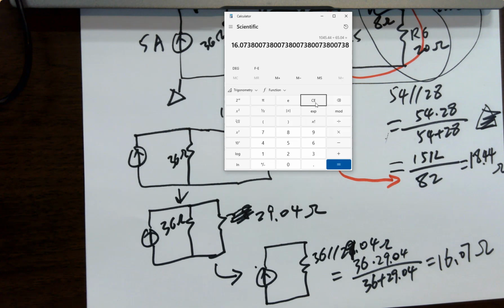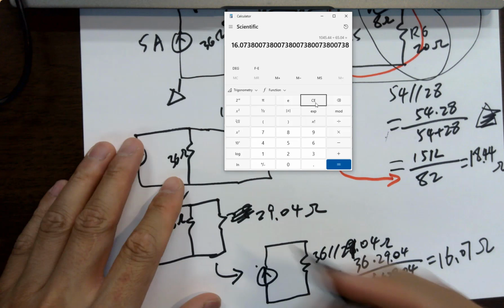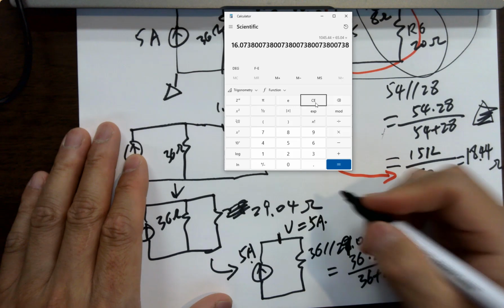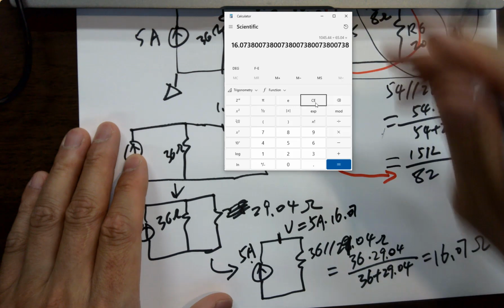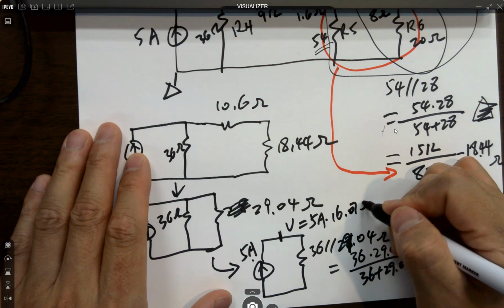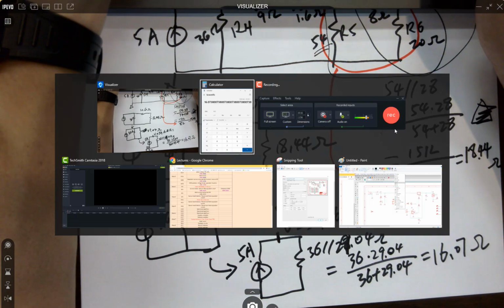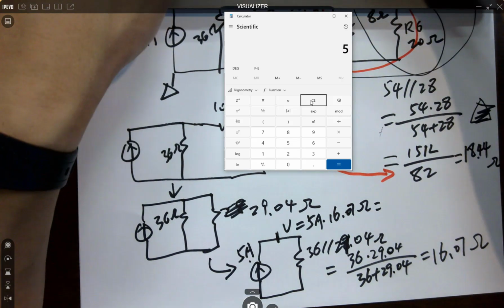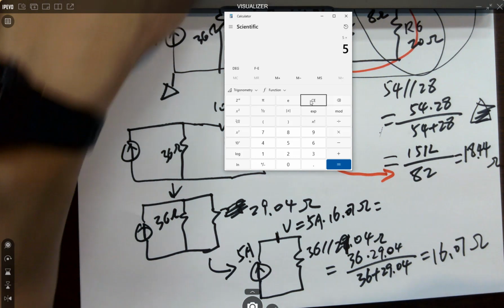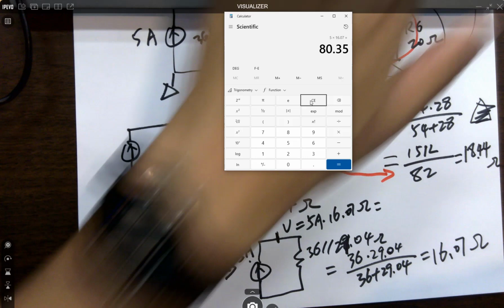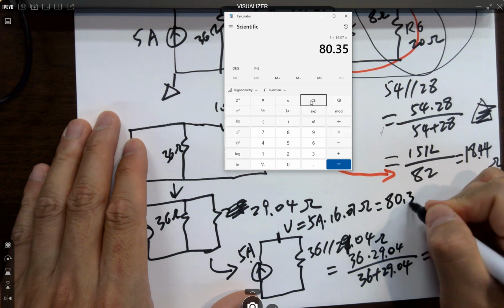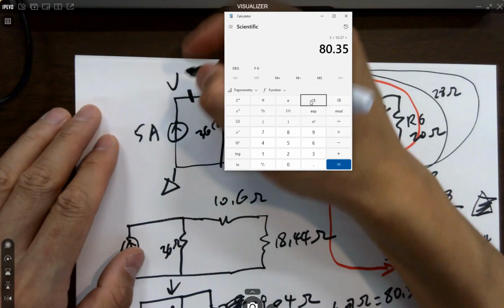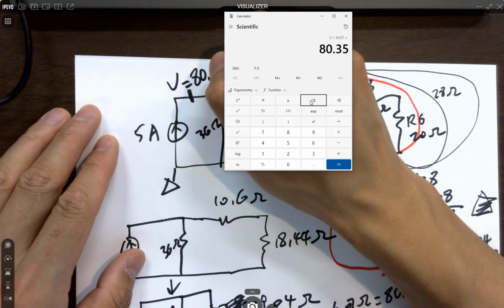What is the current? Didn't tell you. 5 amps. So the voltage here, V equals 5 amps times 16.07 ohms, which is 5 times 16.07, 80.35 volts. So now let's come back. Here is 80.35 volts.